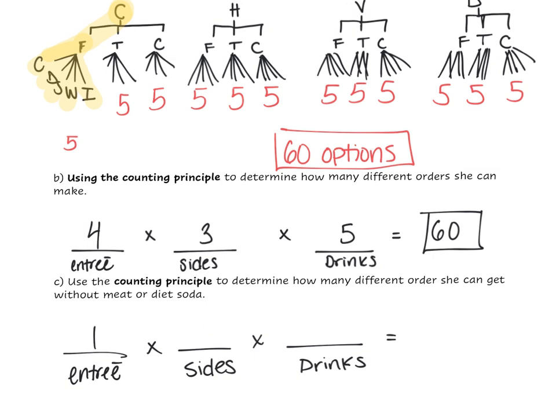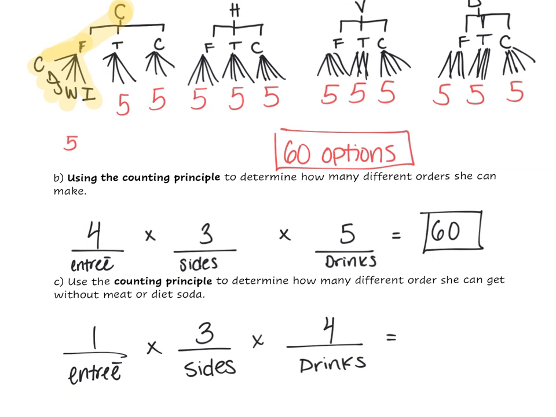For my sides, I can have a tater tot, I can have a French fry, I can have chips. So that's 3 choices there. And for my drinks, I said I don't want diet soda. So I have Coke, Diet Coke, Sprite, water, iced tea. So I just don't want the diet. So I have a Coke, Sprite, water, iced tea would leave me with 4 options for drinks.